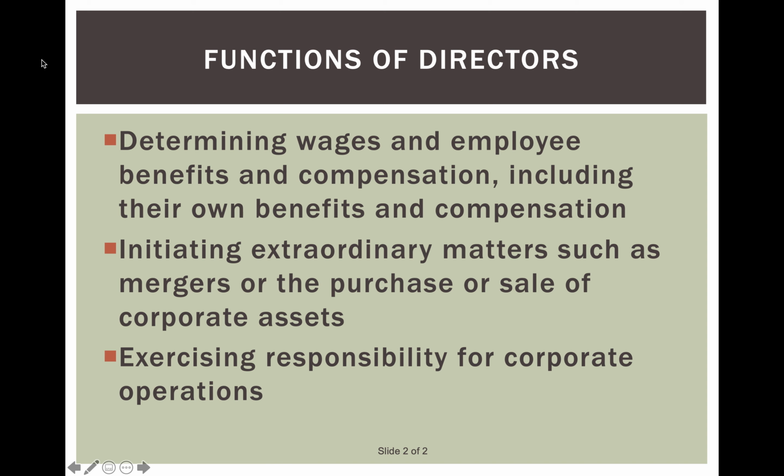Directors, again, may be asked to vote on really big matters like mergers, acquisitions, that sort of thing. Purchasing or selling corporate assets like buildings, other property. And directors are expected to operate and exercise a duty of good faith and due care. So they are not supposed to engage in a way that is beneficial to themselves and must act in the best interest of the corporation.